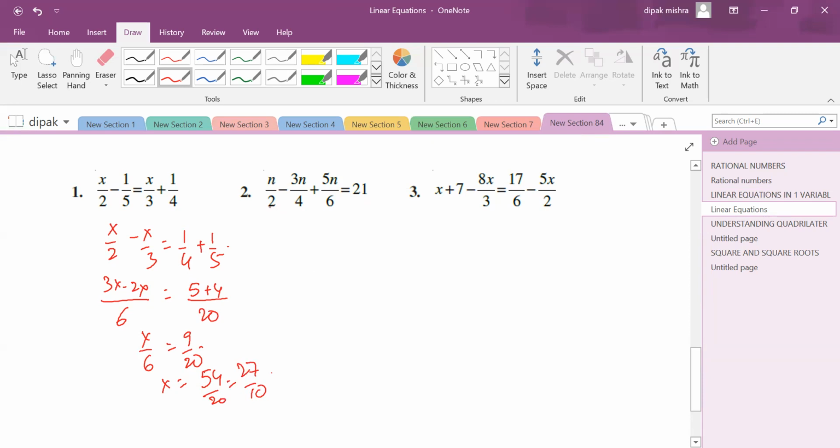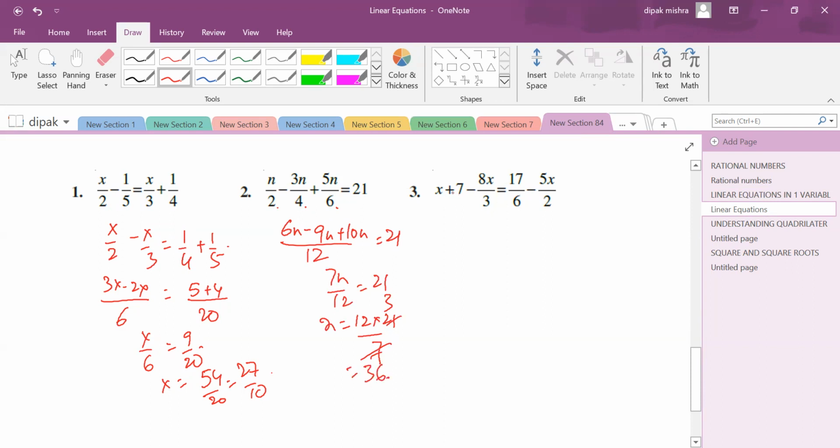Okay, now similarly, you see 2, 4, and 6, all the variables on one side. So you take the LCM of 2, 4, and 6 to be 12. You make this 12, it becomes 6n minus 9n plus 10n. That is equal to 21. So 16n minus 9n is 7n. 7n by 12 is equal to 21. n will be equal to 12 into 21 by 7, which is equal to 3. So it will be 36.